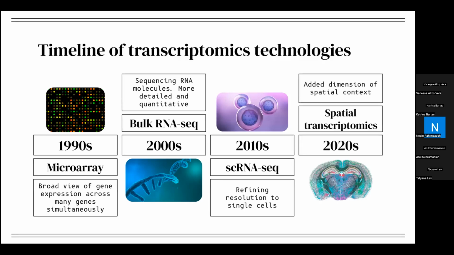And most recently, in the last several years, has seen the rise of spatial transcriptomics. So not only do you get single cell resolution or close to single cell resolution, but you also get this added dimension of spatial context. So you can see where cells are in relation to one another. And then you can also look at neighborhoods of cells adjacent to other neighborhoods and see the differences in their transcriptomes.